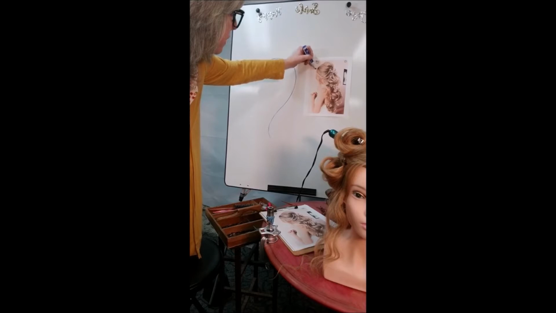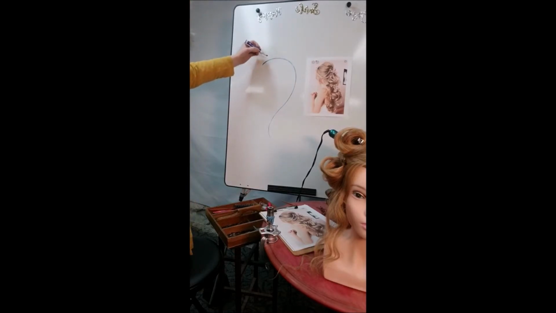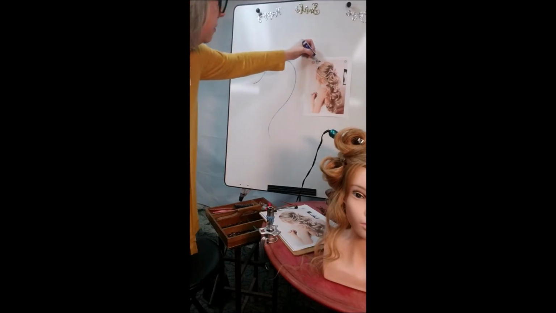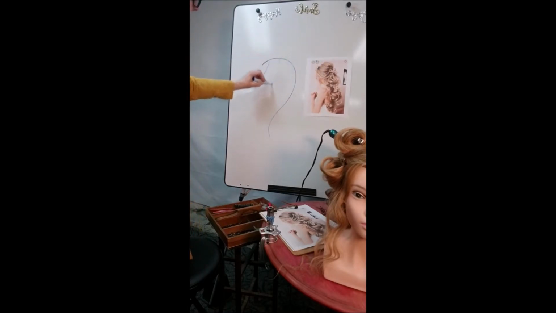So we've got her fringe, and her fringe is section 1. Section 1 is always the front. Then we have 2 and 3, which are the sides, on both sides. And then section 4 is the crown.